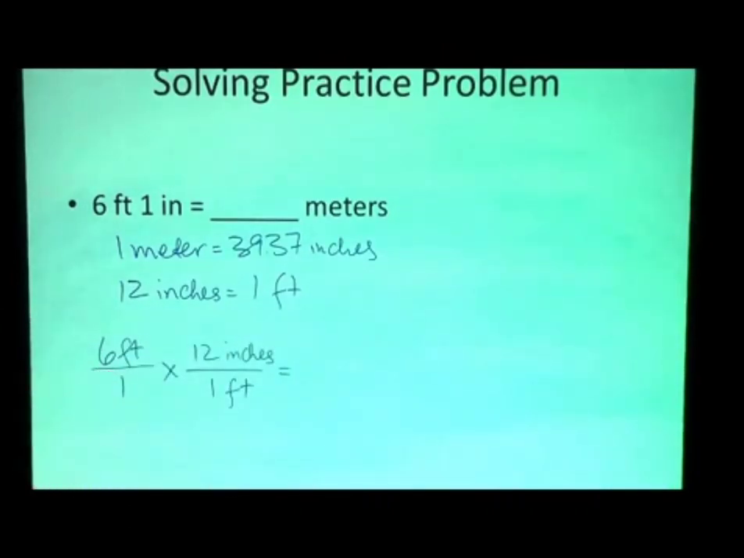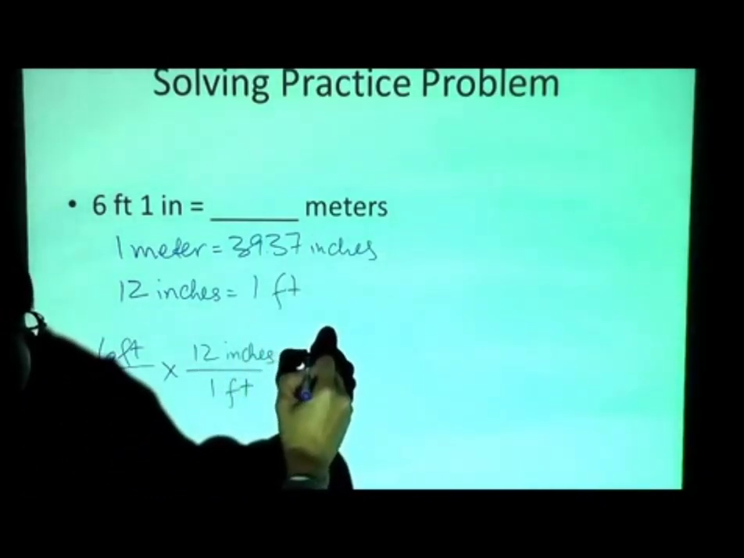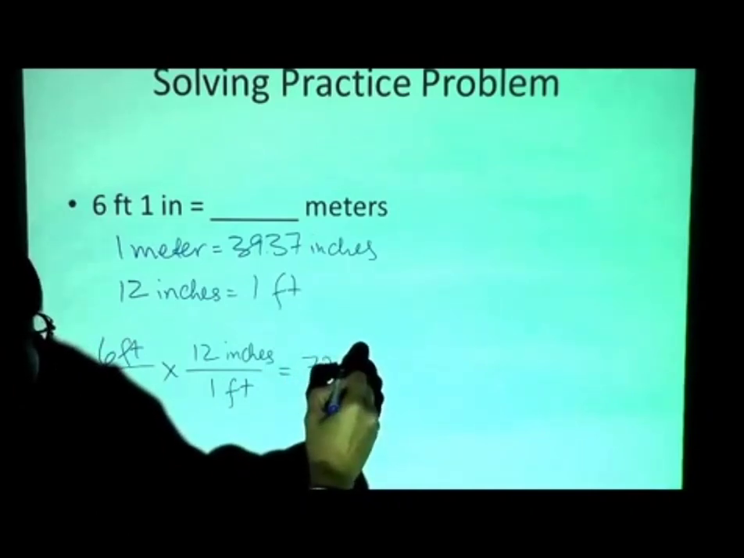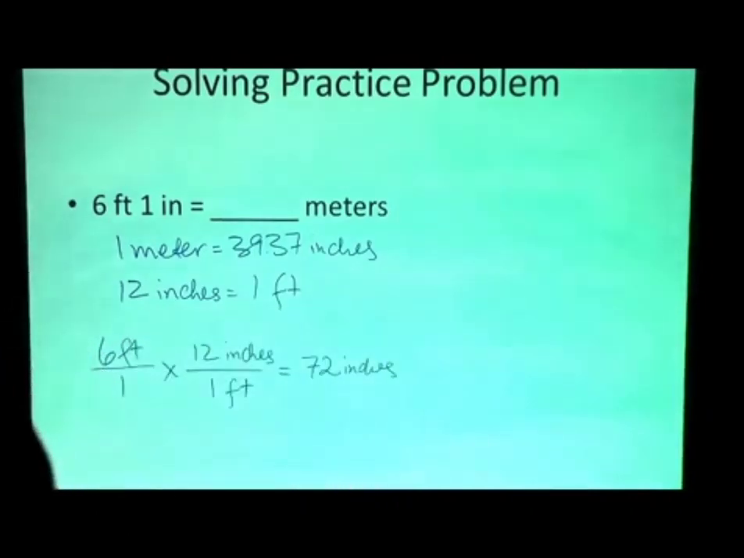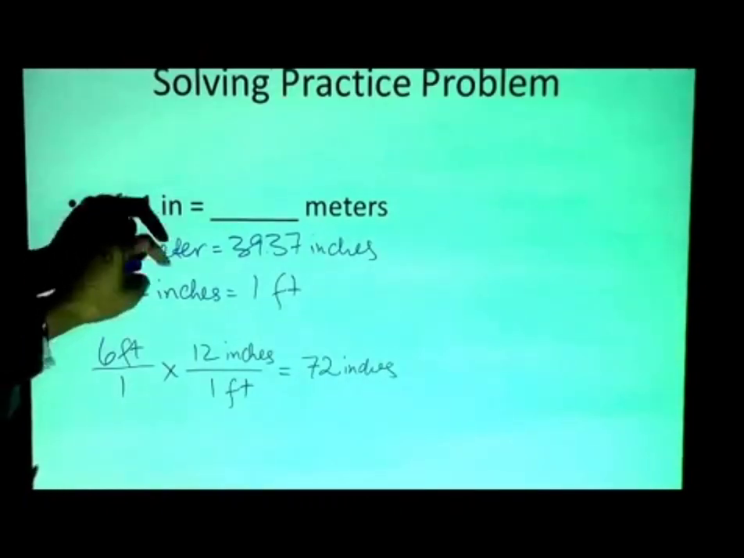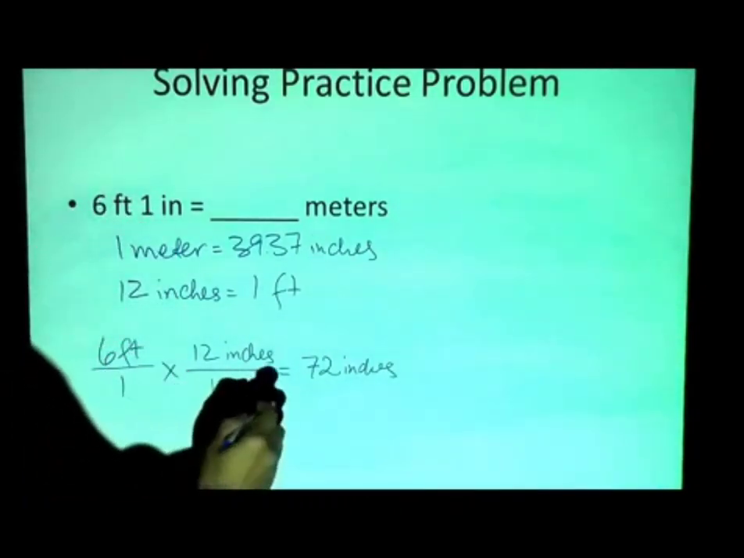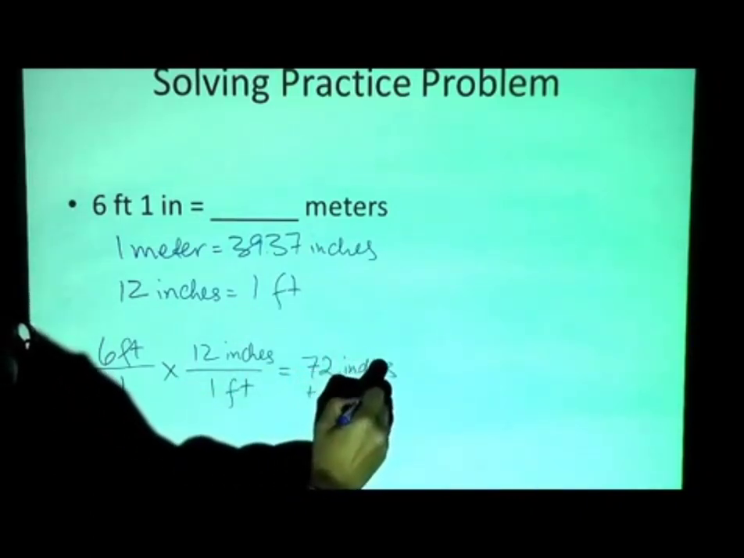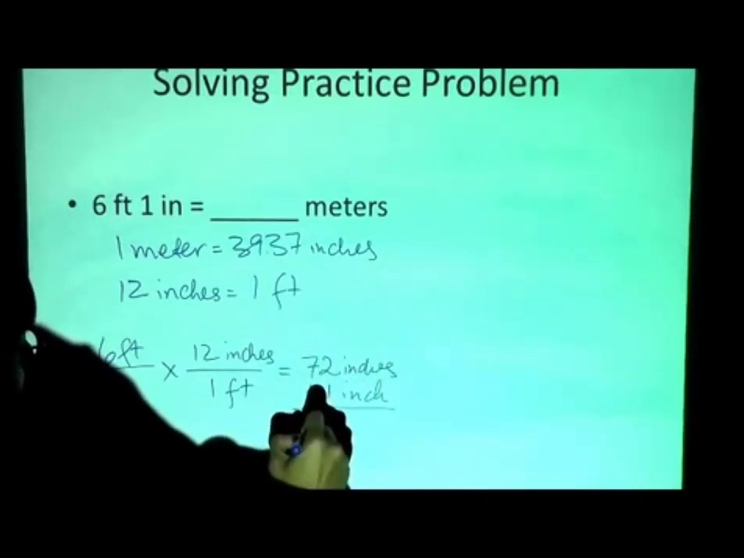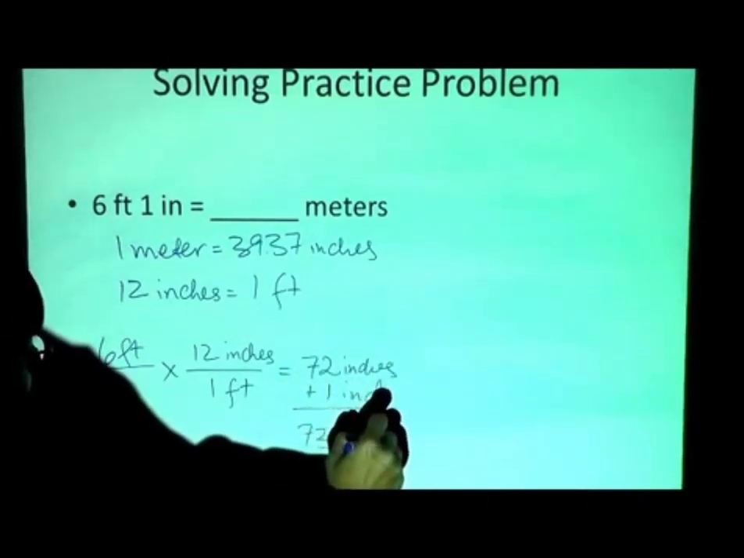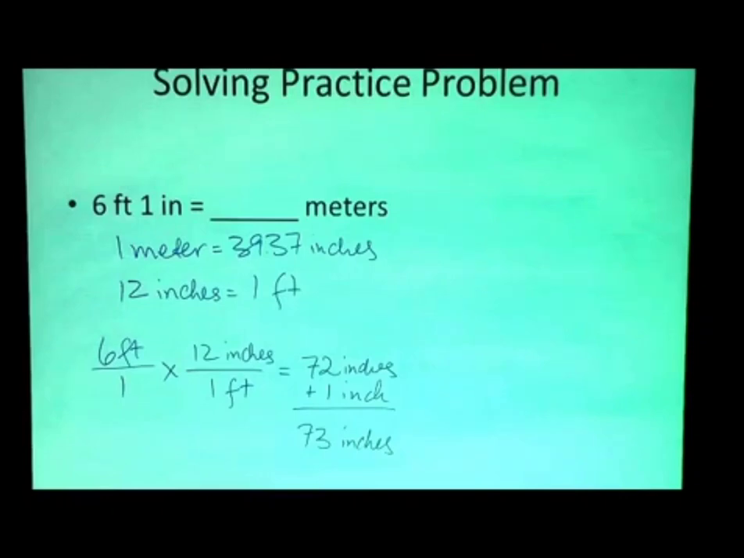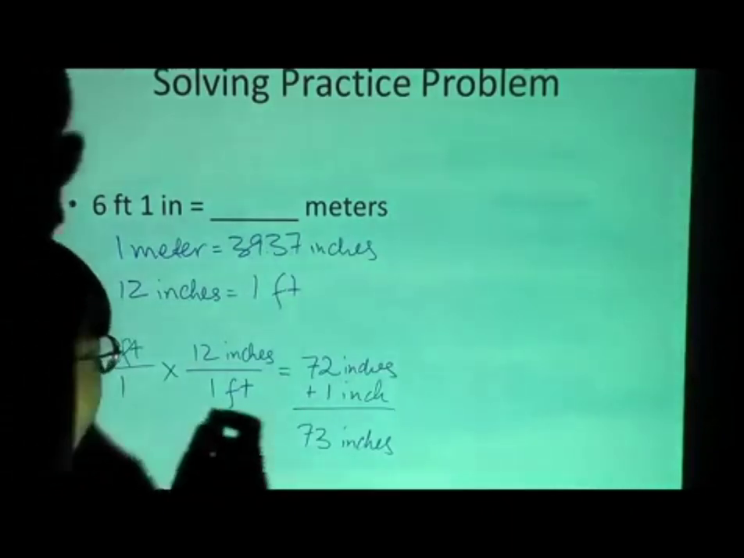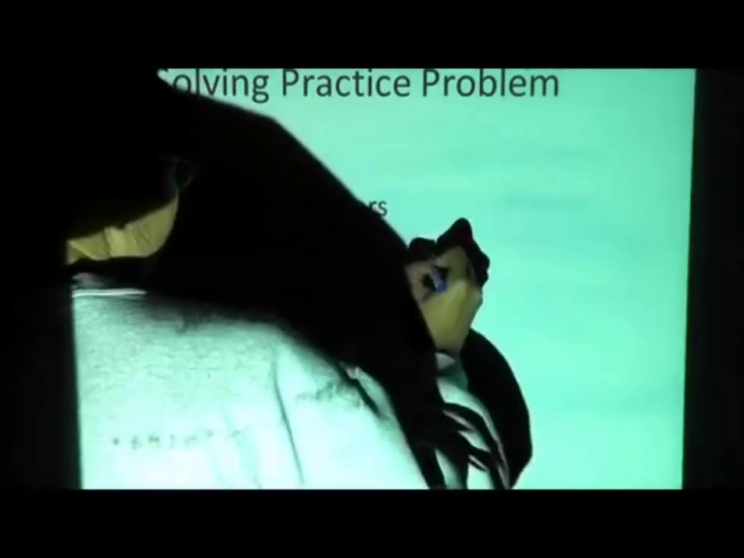And this would be equal to about 72 inches. But the person is 6'1". Okay, so we're going to have to add on 1 more, and that would make it 73 inches altogether. So now we have it in inches, and we can use this equation now without any problem. So we're going to bring this back up here.